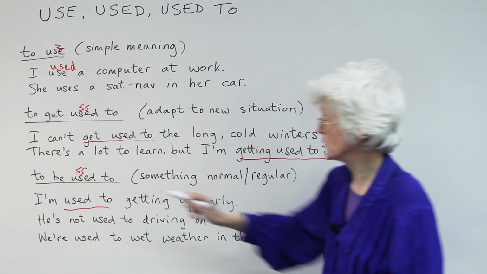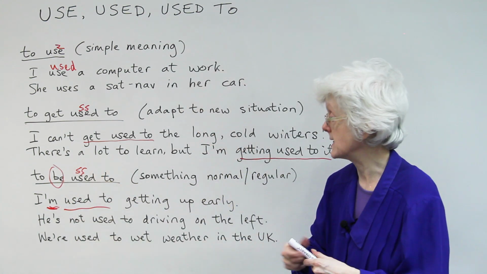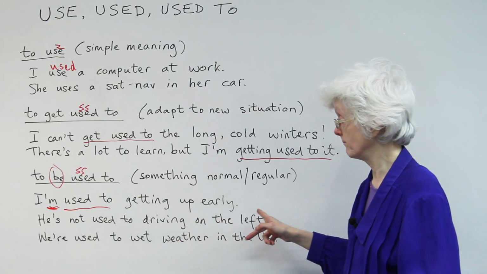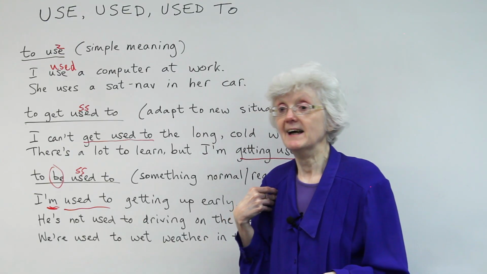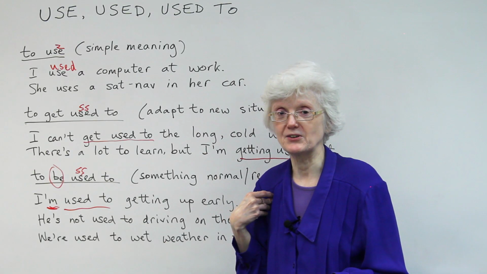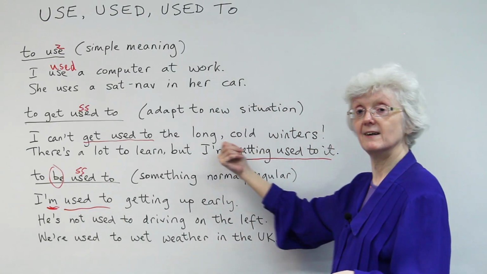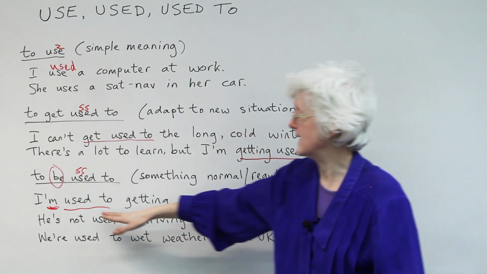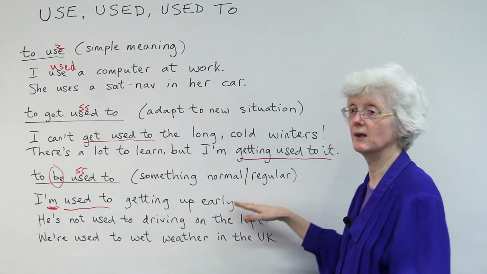I'm used to, I am, so that's part of the verb to be. I am used to getting up early. I'm not used to getting up early, but some people are. I find it very difficult getting up early. Oh dear. Especially in the long, cold winters. Okay, I'm used to getting, well, he is used to getting up early. I'm not.